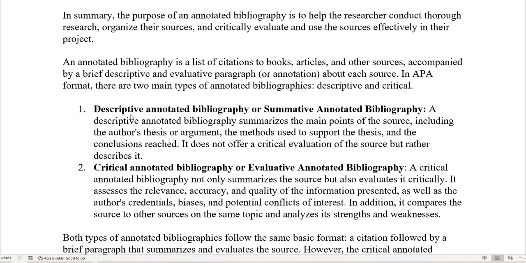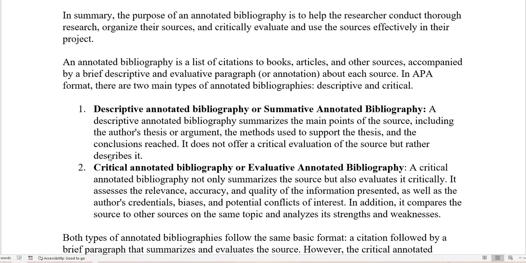So when you do a descriptive annotated bibliography, you are doing a summary, just summing up what the article says, what happened in the article. Think of it like a book report. You're just describing what's in it, just like a book report describes what's in the book, and a summative or descriptive annotated bibliography is a paragraph that just describes what's in the article.